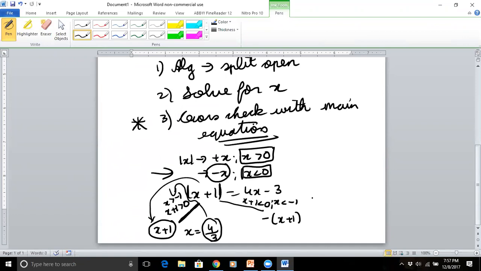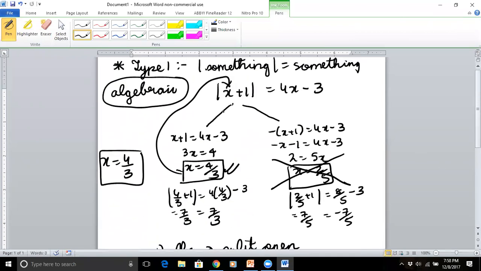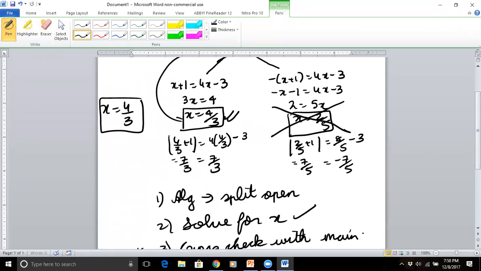So mod of x plus 1 will give you minus of x plus 1 when x is less than minus 1. And when we solve this entire equation, we got x to be equal to 2 by 5. And you'll realize that this 2 by 5 does not satisfy the condition that it's derived from. 2 by 5 is not less than minus 1. That is why we discard this entire solution. You don't need to sit and figure out whether it's greater or lesser and so on. I'm just asking you to split open the mod based on the definition, solve the equation, but the extra step to make sure that you get the exact solutions, you cross check with the main equation.